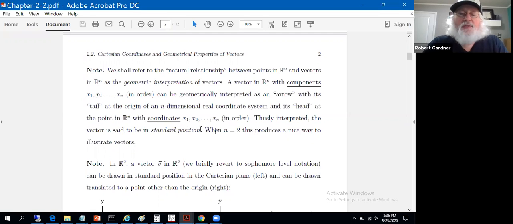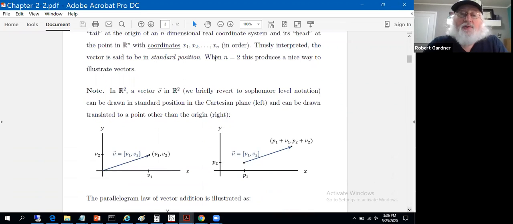Vocabulary. Such a vector is said to be in standard position. So we're taking that vector and placing its tail at the origin. We're placing that vector in standard position. Then we can draw pictures. Here's some pictures in R2. We can draw pictures in R3. Ideally, we can use those pictures in 2 and 3 dimensions to try to think about higher dimensions where we can't draw pictures. But we can make analogies.